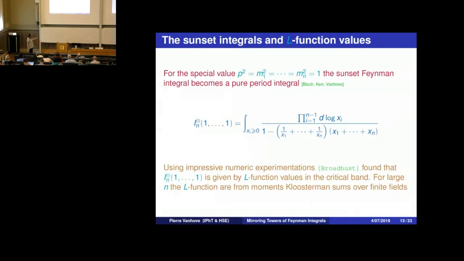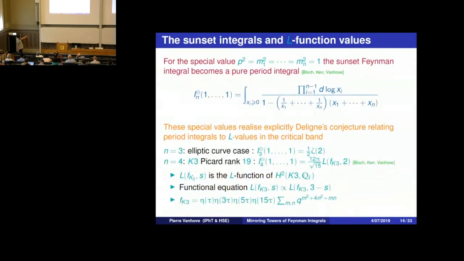So essentially, I'm not going to prove this Broadhurst relation to all orders, but I will tell you how we proved the relation between this period and L-function values for the cases that we know. For example, for n equals 3, you have an elliptic curve. So the graph hypersurface defines an elliptic curve, and the value of the Feynman integral is just zeta(2) times 1/2. But that's easy. Essentially, you see it because it's an elliptic curve.